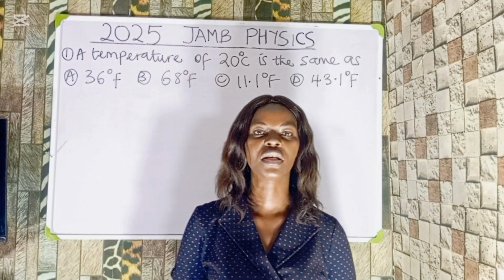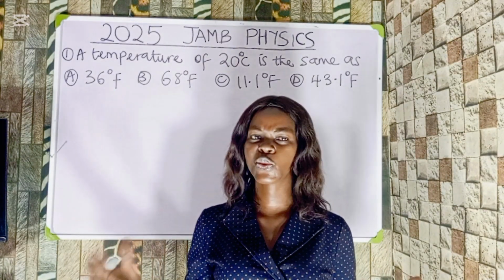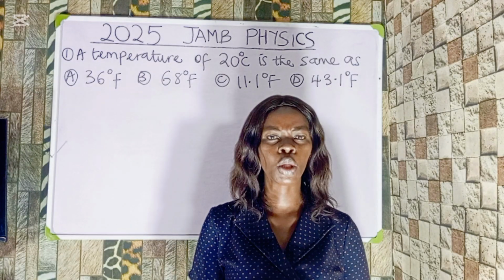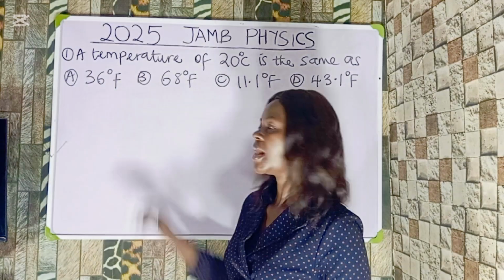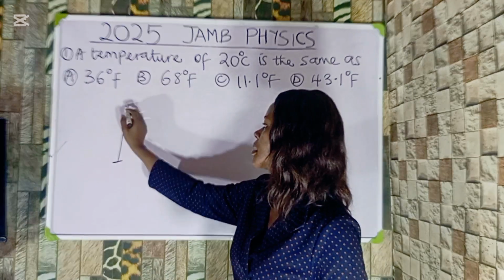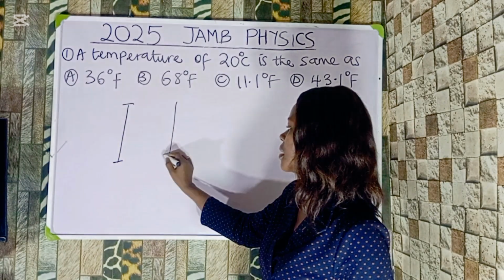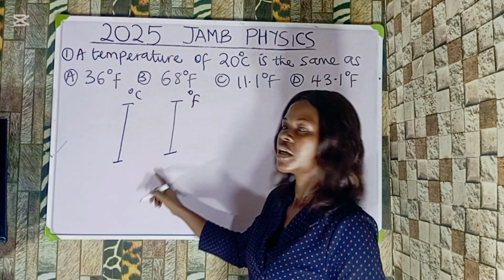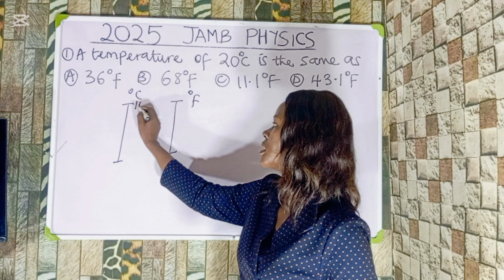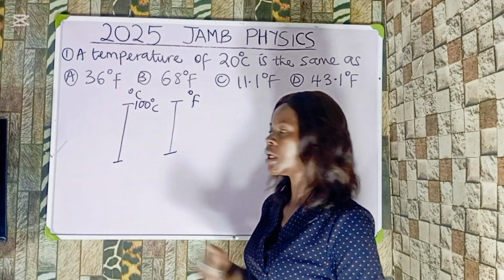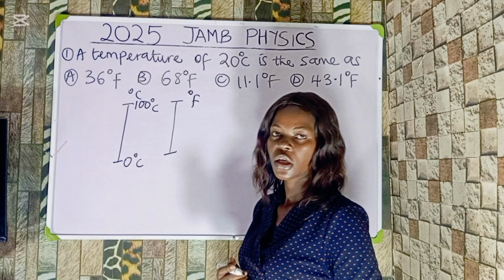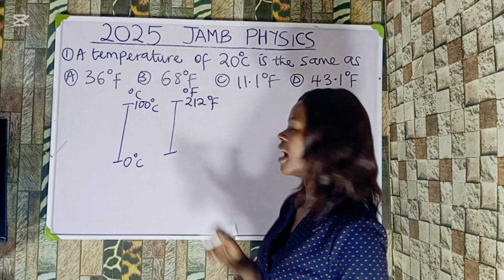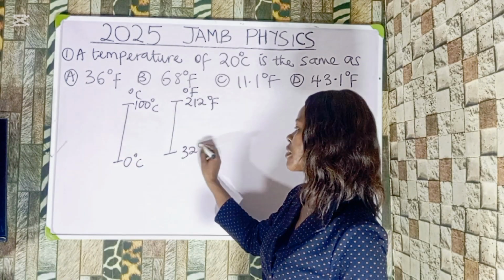For us to solve this question, the first thing that will come to your mind is this: we are comparing two scales, the Celsius scale and the Fahrenheit scale, and each of the scales has the upper fixed point and lower fixed point. So let's get started. Now this is a Celsius scale and this is a Fahrenheit scale, right? This is degree Celsius, degree Fahrenheit. The upper fixed point of Celsius scale is 100 degrees Celsius and the lower fixed point is 0 degrees Celsius. The upper fixed point of Fahrenheit scale is 212 degrees Fahrenheit and the lower fixed point is 32 degrees Fahrenheit.